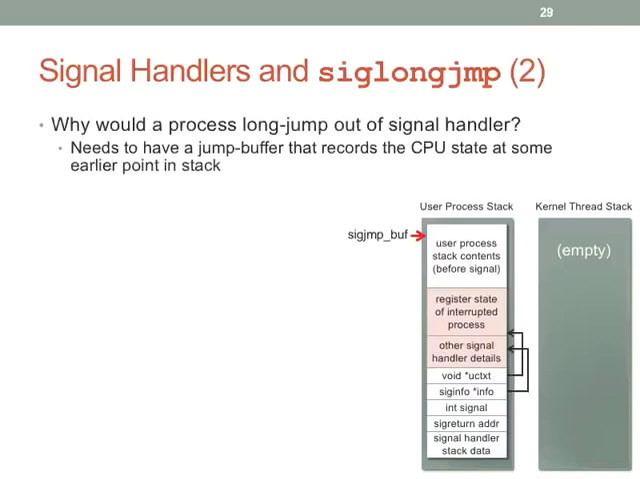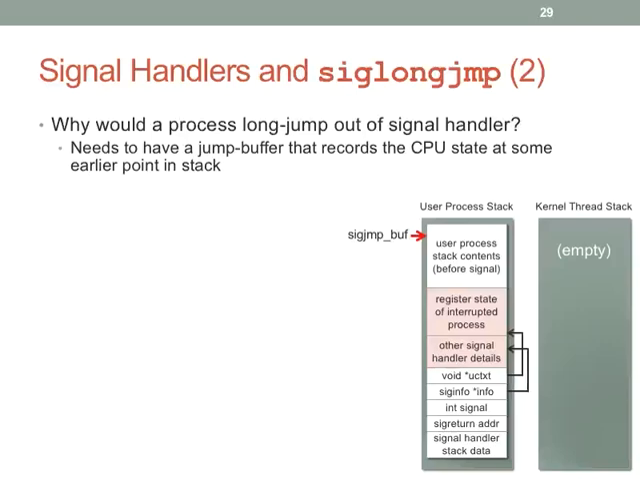Yeah, why would a process long jump out of a signal handler? Remember that somewhere there will be a jump buff, or if they're writing a good program, it'll be a sig jump buff because they want to make sure that they're doing a sig long jump out of the signal handler. So that'll be a jump buffer that is in an active stack frame. And remember, that was a really key detail. It has to be within an active stack frame. And that'll record the CPU state at that earlier point on the stack.